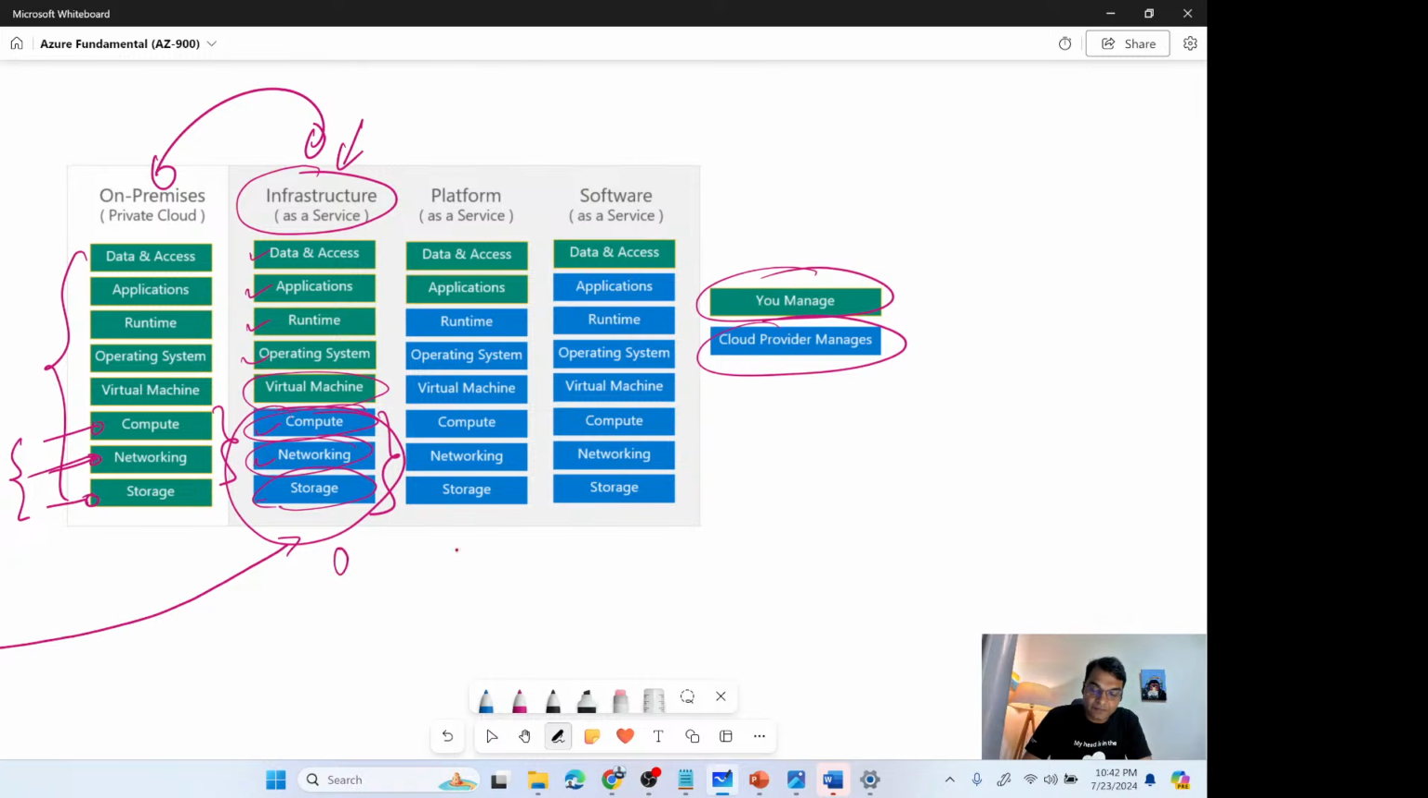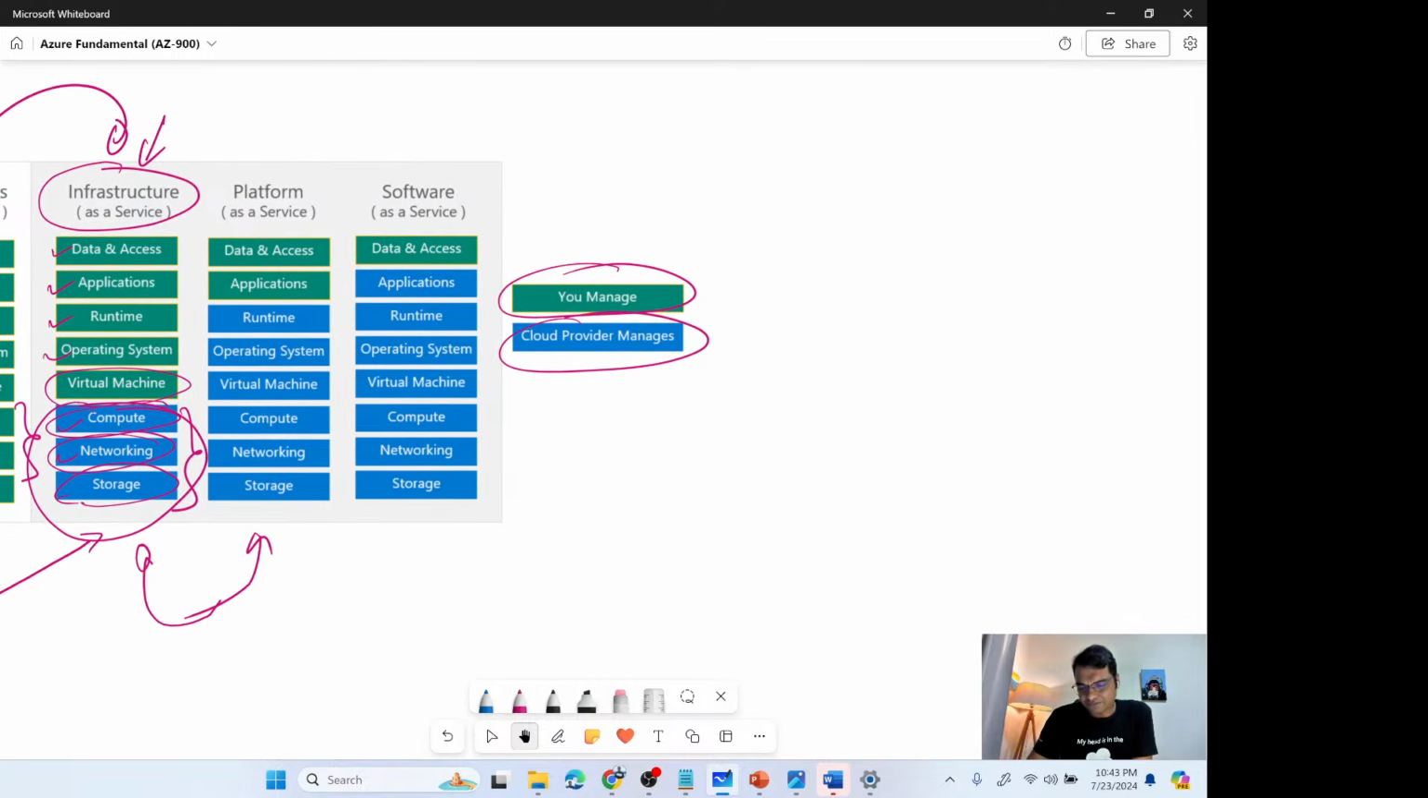What happens when you move from infrastructure as a service to platform as a service is that rather than only infrastructure, Azure is now providing you the platform as a service. Now, you would wonder what is a platform? Okay, to understand that, let's do it this way.